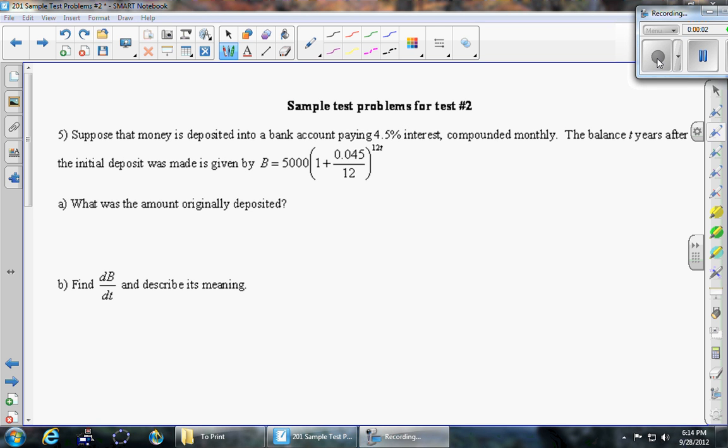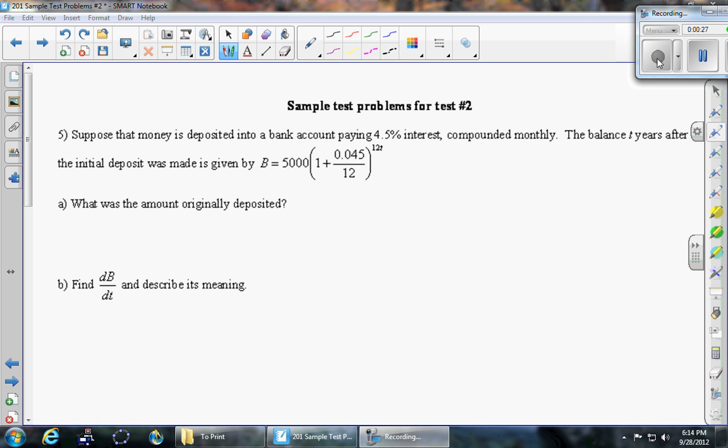This is problem number 5 on the sample test problems for test number 2. Suppose that money is deposited into a bank account paying 4.5% interest compounded monthly. The balance t years after the initial deposit was made is given by B equals 5,000 times the quantity 1 plus 0.045 divided by 12, all to the 12t. A, what was the amount originally deposited?